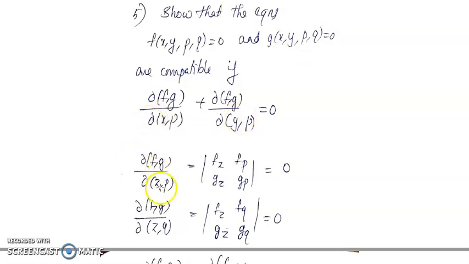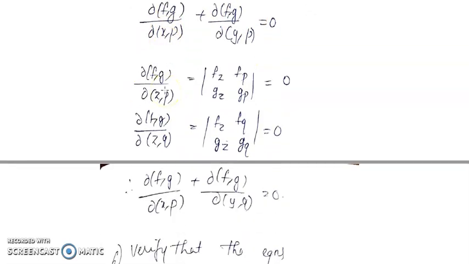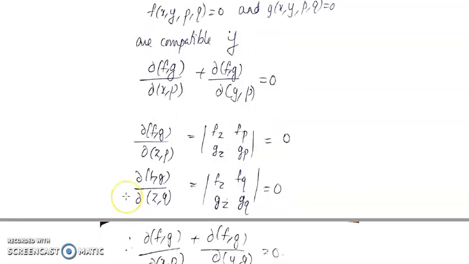Okay, so dou of fg by dou of zp is determinant fz fp and gz gp. Now f and g, they are independent of z, so these derivatives fz and gz are going to be equal to 0. So the two zeros, the determinant will be 0. So in the case of dou of fg by dou of zq, again taking the determinant, fz and gz will come, so that gives 0 value. So the condition box fg reduces to these two terms, dou of fg by dou of xp plus dou of fg by dou of yq equal to 0.